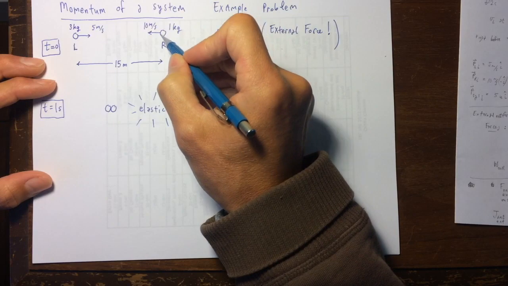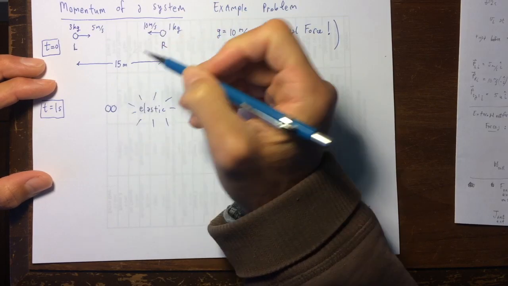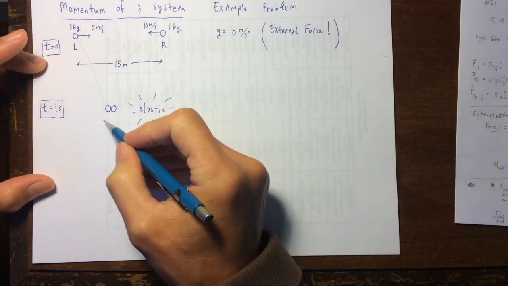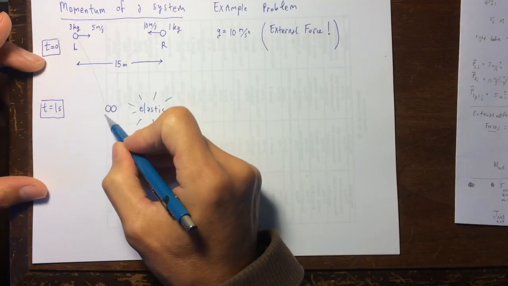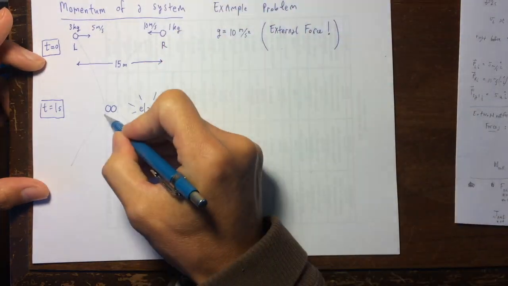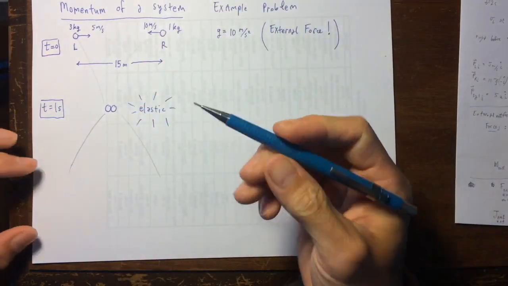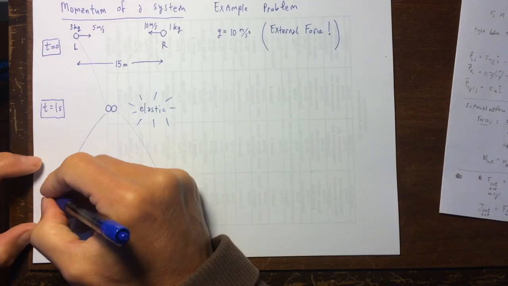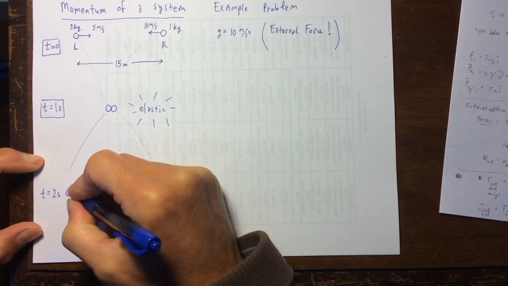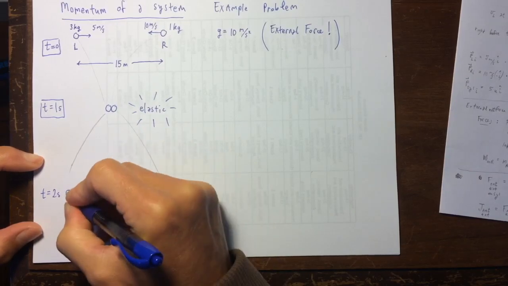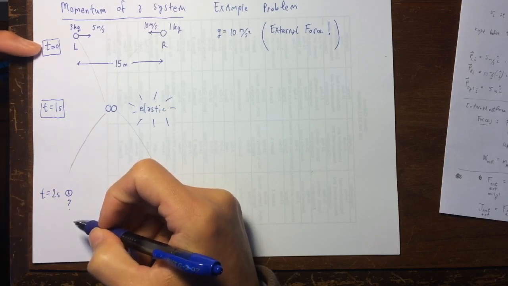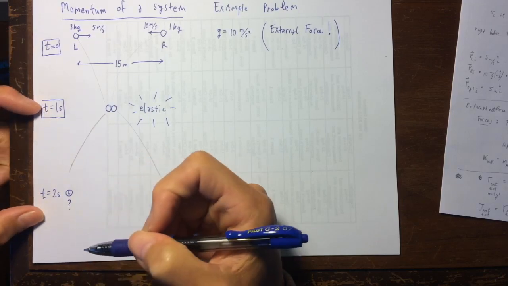So this object has fallen down to here. This object has fallen down to here. They have a collision, and they're going to bounce apart and keep going like this, right? And so I want to study this left side ball 2 seconds after the initial time, or 1 second after the collision.